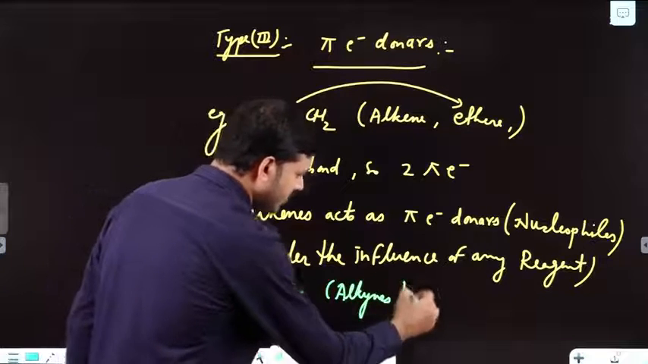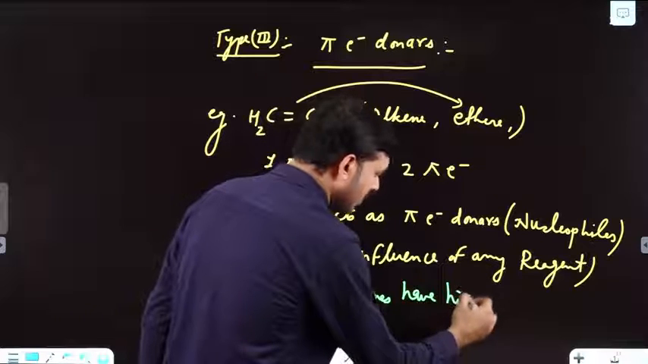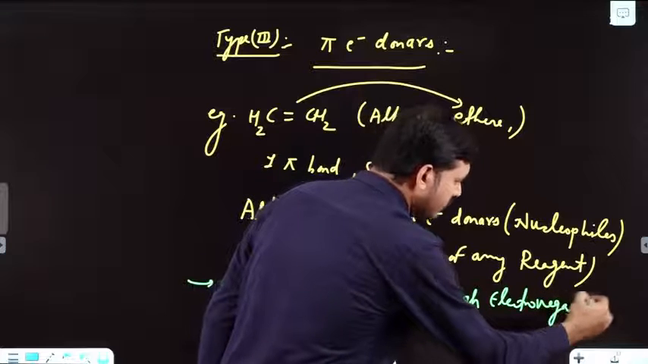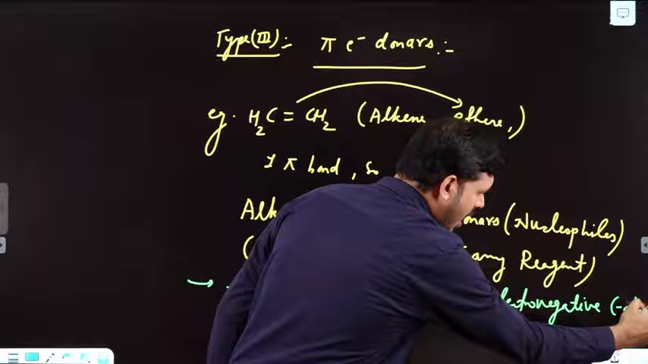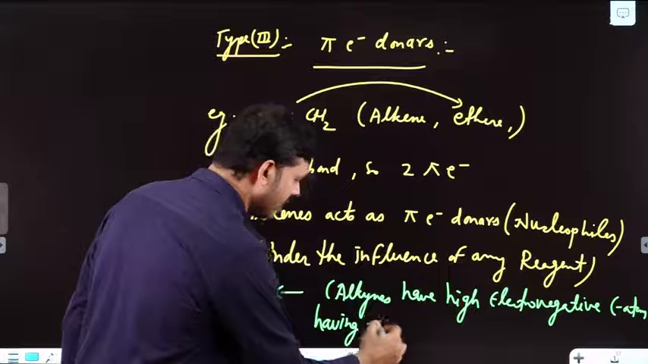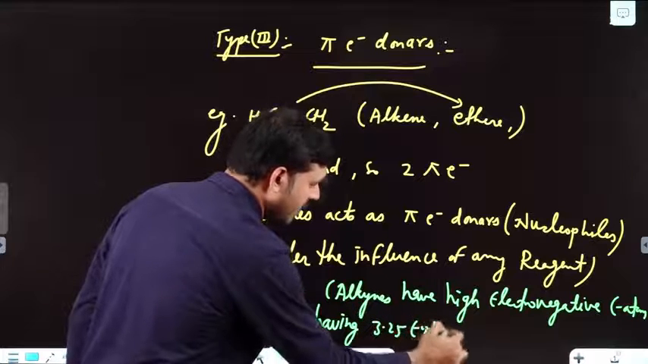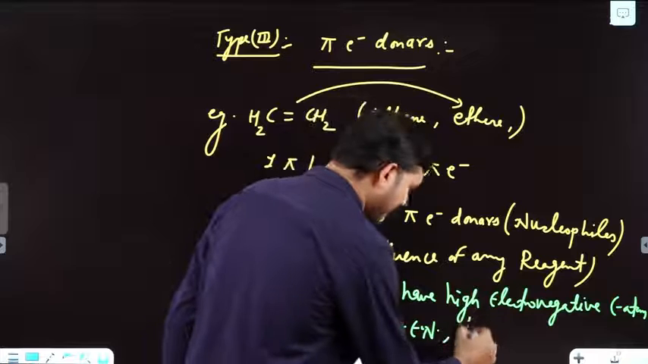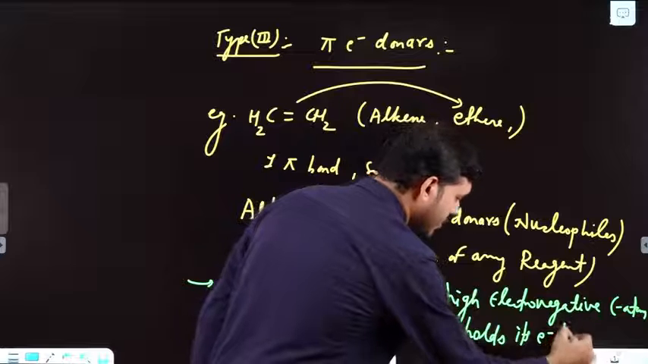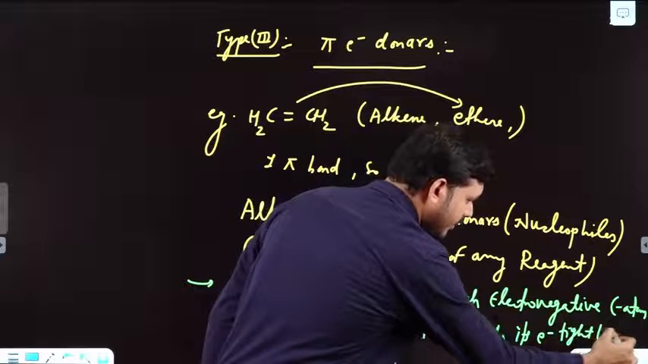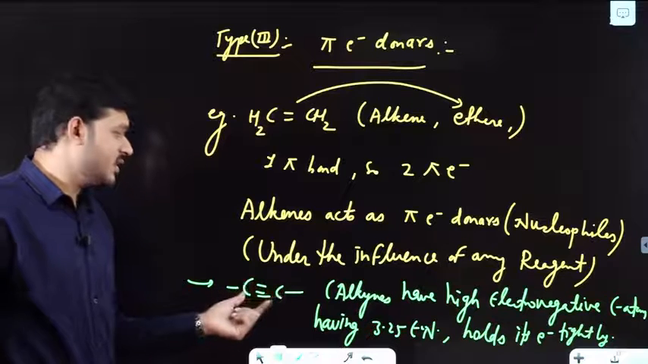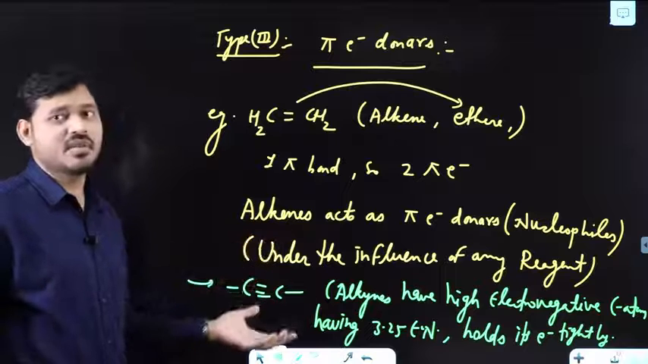Alkynes have high electronegative carbon atoms, having 3.25 electronegativity value, that hold their electrons tightly. So you have to understand, triple bonded carbon atom means alkynes generally never behave as a nucleophile.